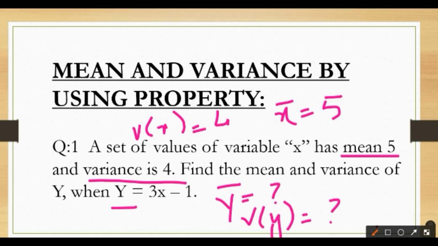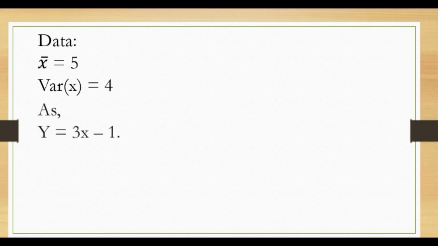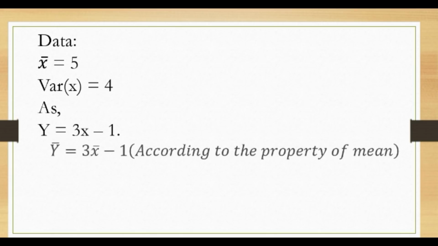Let's construct the data. X bar equals 5 and variance of x equals 4. As the equation is 3x minus 1, we apply the property of mean directly. So y bar equals 3 x bar minus 1. Put the value of x bar equals 5 in the equation. So y bar equals 5 times 3 is 15 and then minus 1. The value of y bar equals 14.